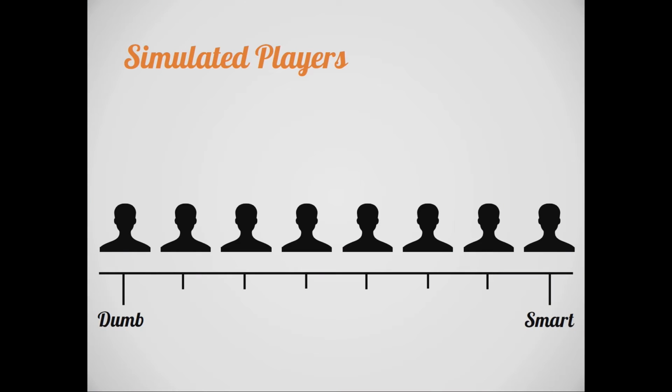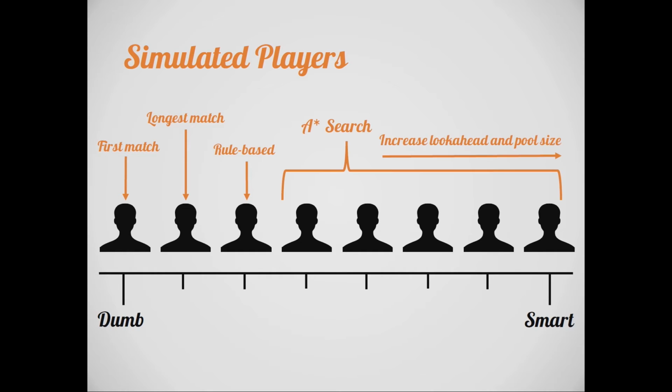We made a range of simulated players, starting off with the dumbest player, which would pick the first move it finds. A slightly smarter player would find the longest match, so prefer a match of 5 over a match of 4. We made some rule-based players which were slightly smarter, and then the smartest were based on the A-star search algorithm, with increasing look-ahead and pool size for better play.